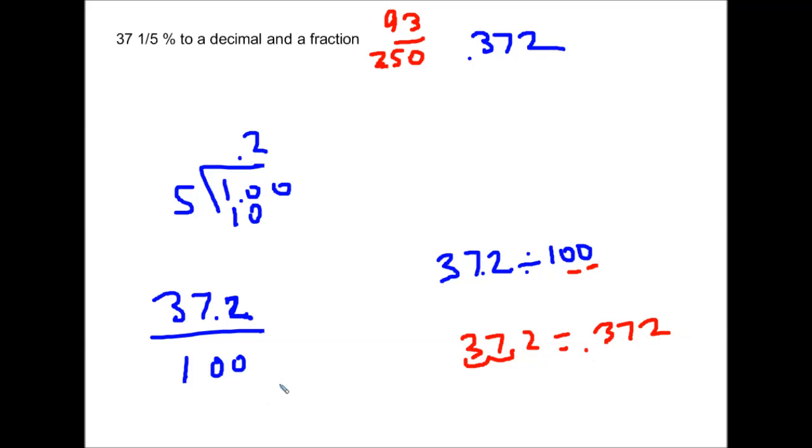And I can take that 372 over 1,000, because this is the thousandths place, and I can simplify it, and eventually, if I divided the top and bottom by 4, I would get this. So 2 different ways to do this one. I hope that helps.